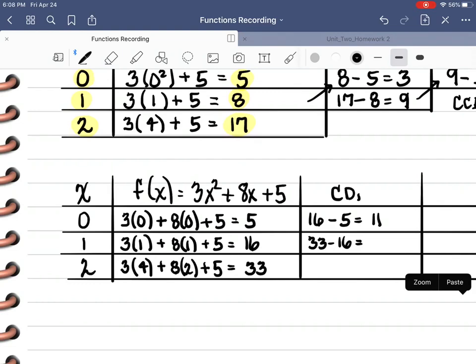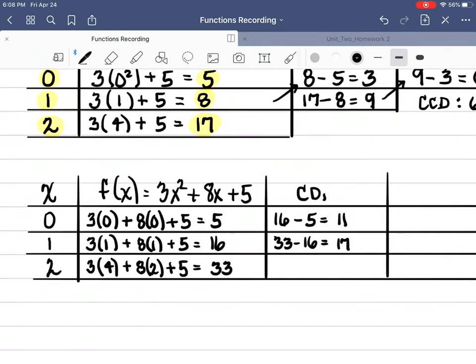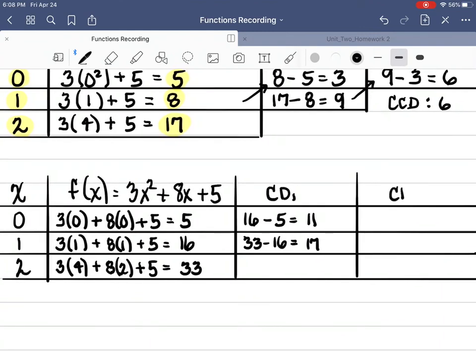Something isn't right here. What have I done wrong? 3 plus 8 is 11, plus 5 is 16, and then 12 plus 16 plus 5. Okay, I'm not sure what I'm thinking, but something just doesn't feel right to me. Sometimes though I think that, and I don't have my calculator up here, so hopefully we're okay. And so this consecutive difference is 6.